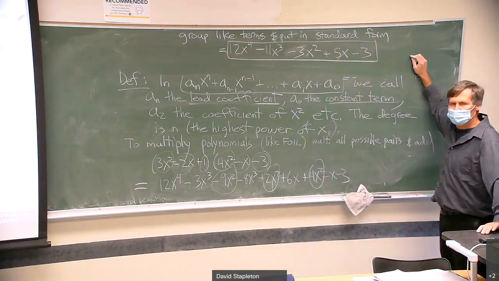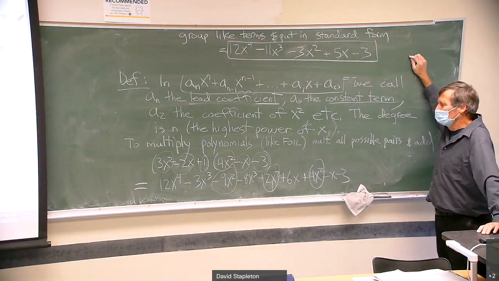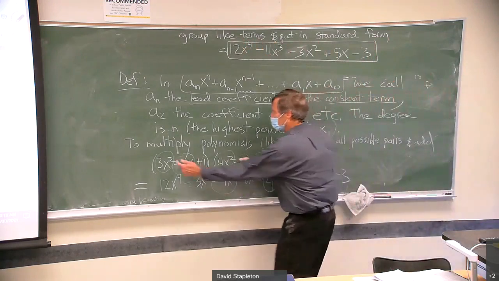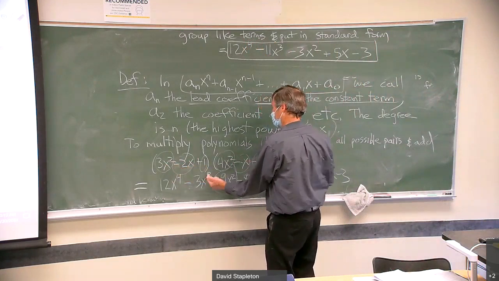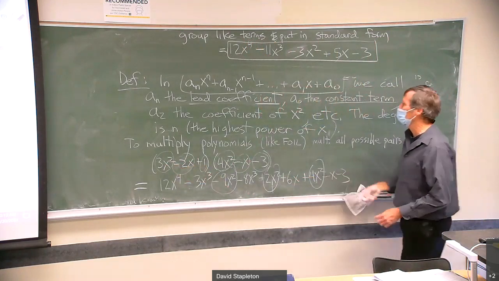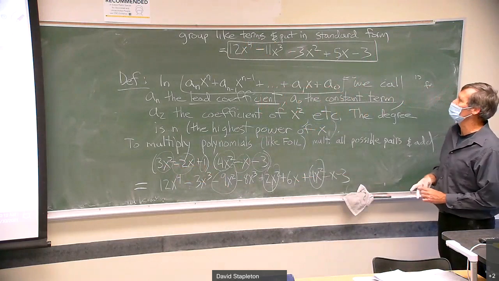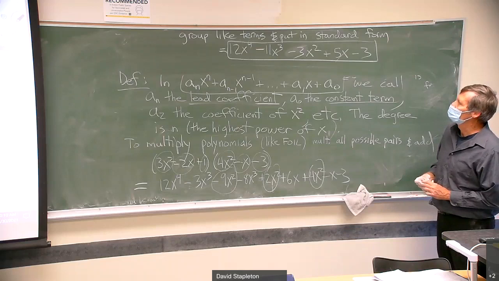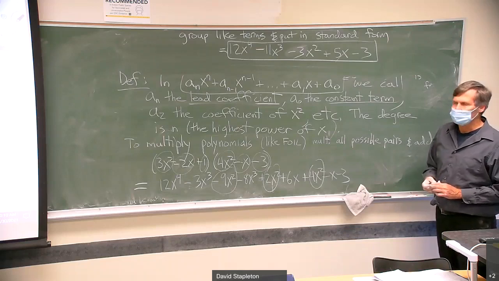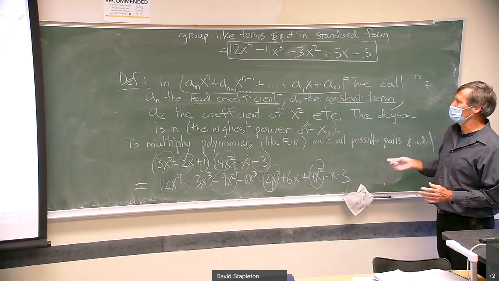To do that, you just multiply all possible pairs of terms from each polynomial. This times this, this times this, this times this. These are 9 different terms, and then collect the like terms, the ones with the same power. Okay? Now you can do this on all the homework and it'll come out right.